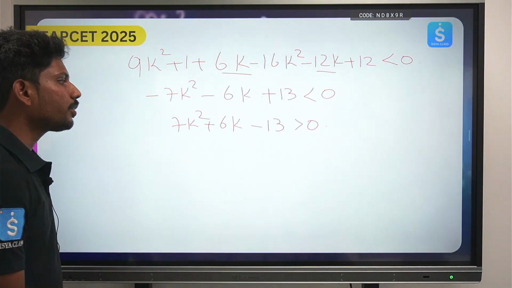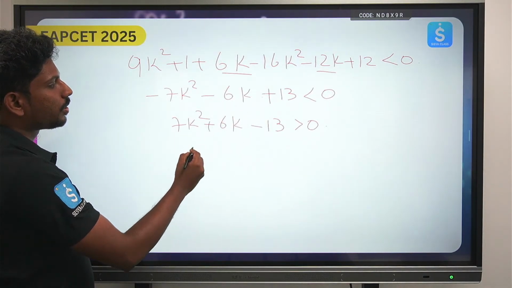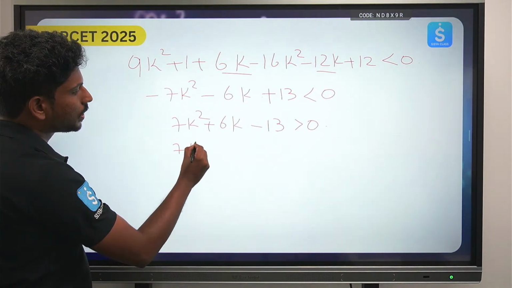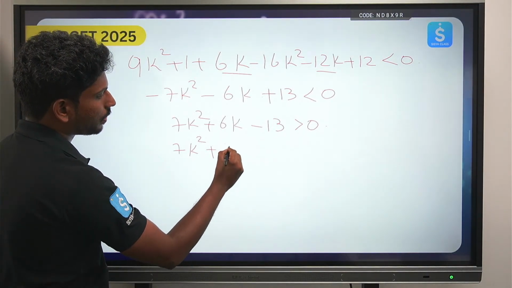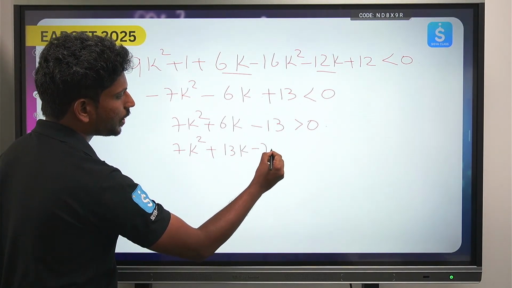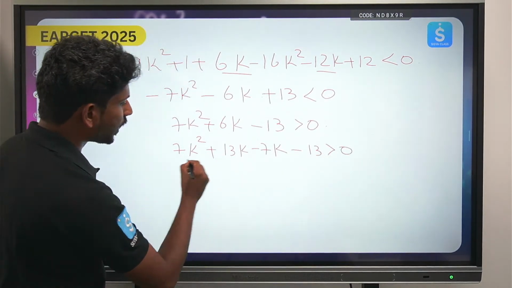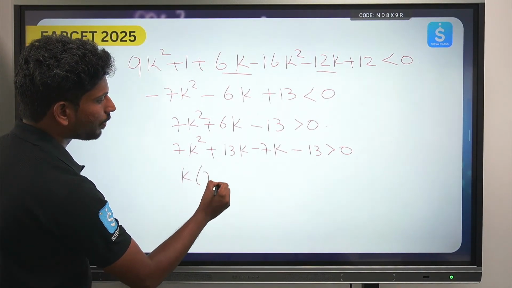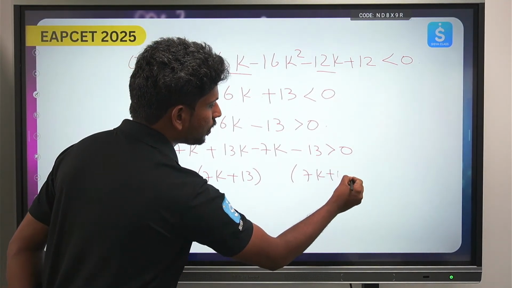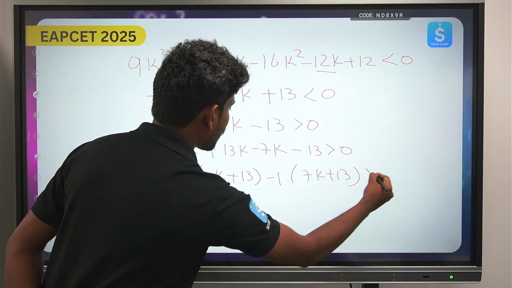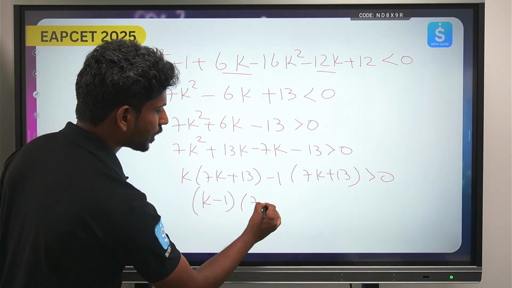Now you can try to identify how to factorize this. 13 sevens are 91, so you can take 7k square plus 13k minus 7k minus 13 is greater than 0. You can take k common, so that will become 7k plus 13, and next this will also become 7k plus 13 into k minus 1 is greater than 0, so k minus 1 into 7k plus 13.